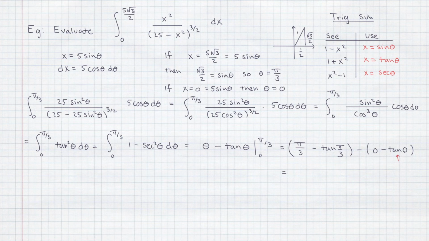So then also the sine of 0, what angle could give me a sine of 0? 0 divided by 1, so I'm getting 0 there. So this final answer here is just going to be pi over 3 minus the square root of 3.